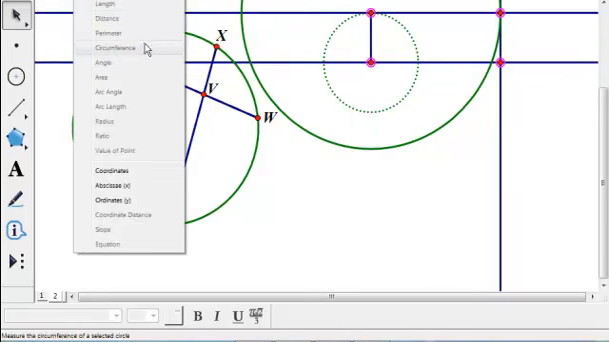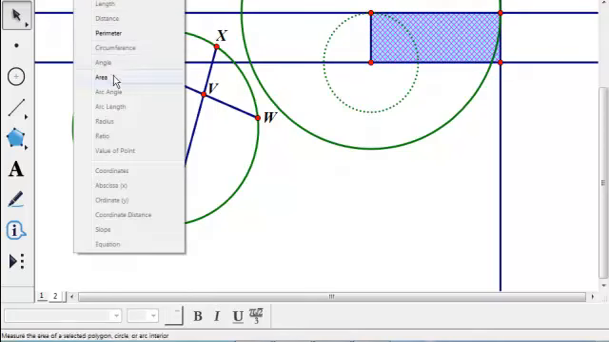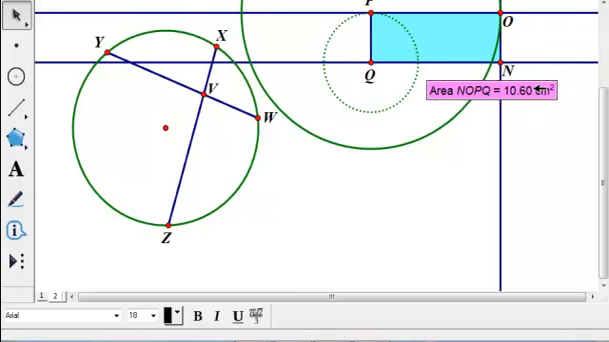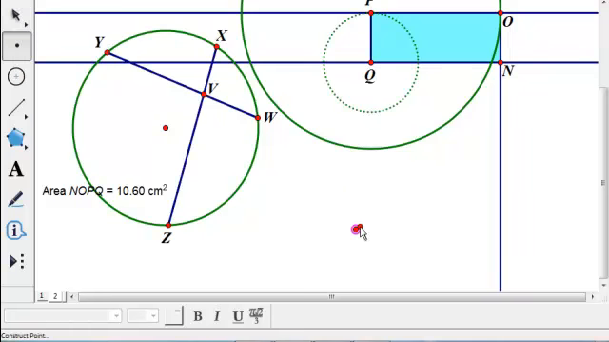I'll highlight its interior, Control P, and then measure this area. This is the area of XV times VZ. What it's saying is that's the same as the area of WV times VY. So let's repeat this with another group.